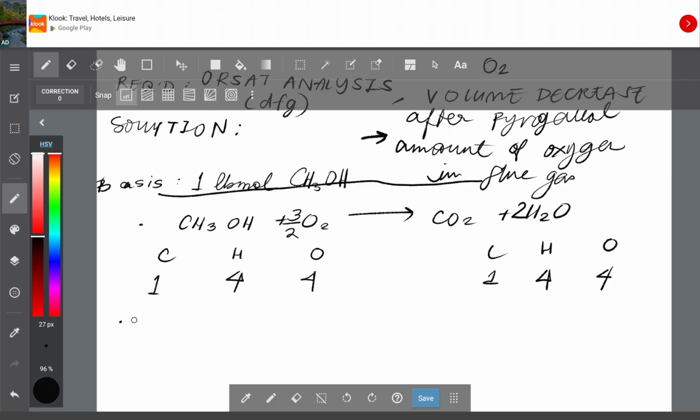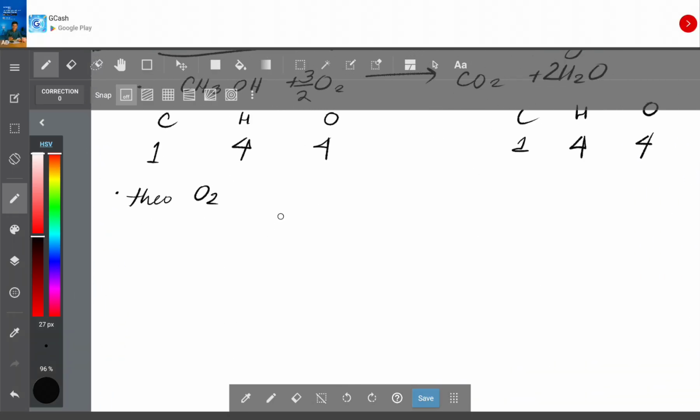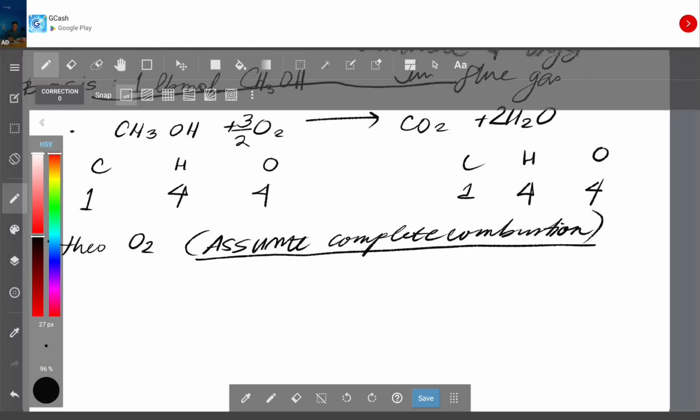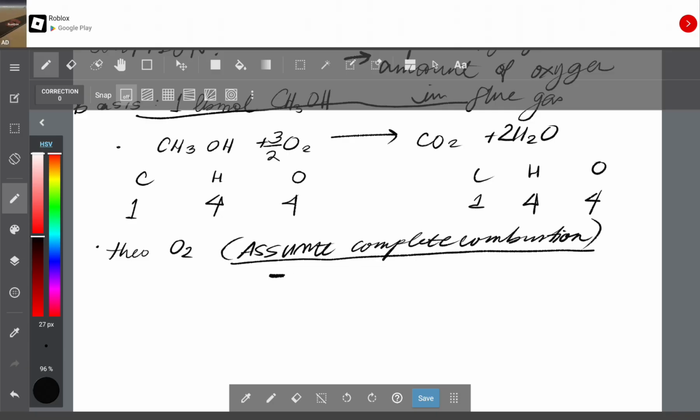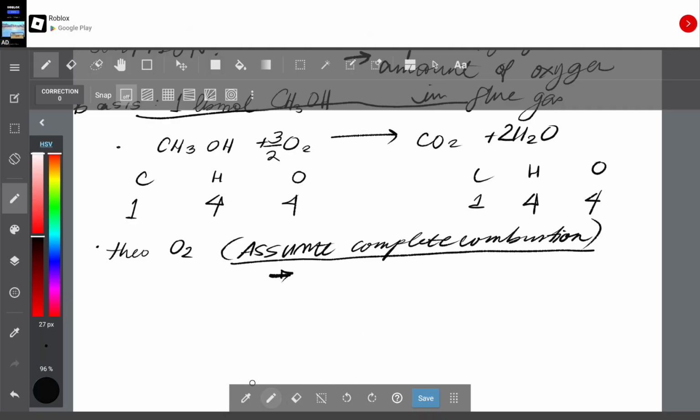So first, we're going to calculate the theoretical oxygen. So you must remember that to get theoretical oxygen, we always have to assume complete combustion. I mean, in this problem, it's already a complete combustion problem. So, you really just go into calculating with the complete combustion assumption, but if it's an incomplete combustion, to get the theoretical O2, you still need to assume complete combustion, even if not all the fuel was converted into CO2 and H2O.